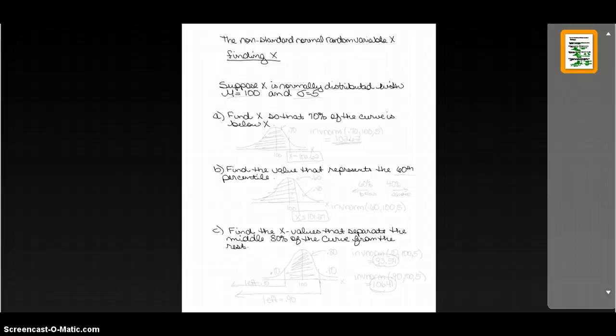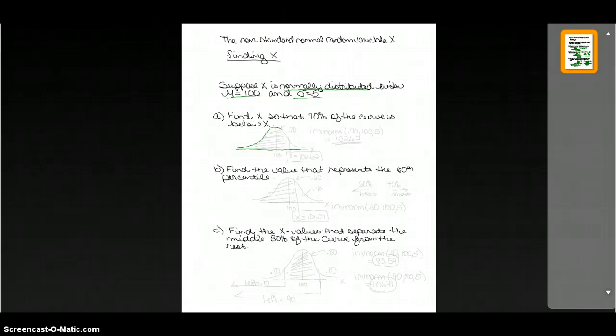Okay, one more type of problem with our non-standard normal random variable x, and now instead of finding area, we're going to actually find x. So, again, here's the information we need. X is normally distributed. Those are key words. We are given the mean and the standard deviation. Now we want to find x.